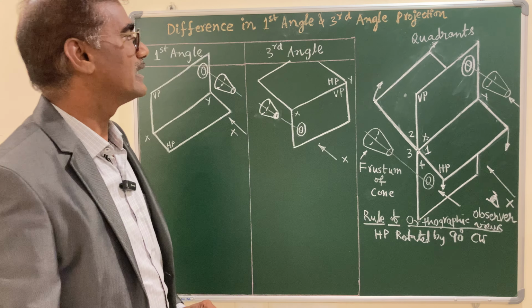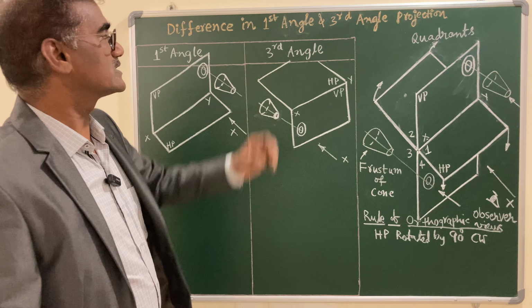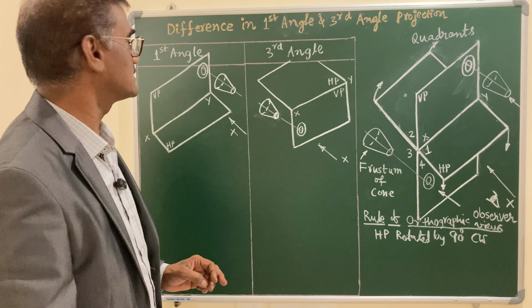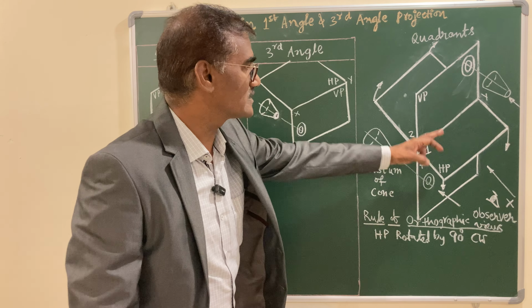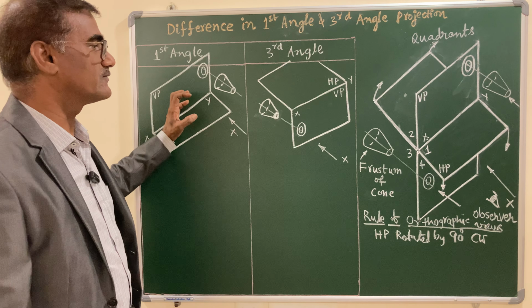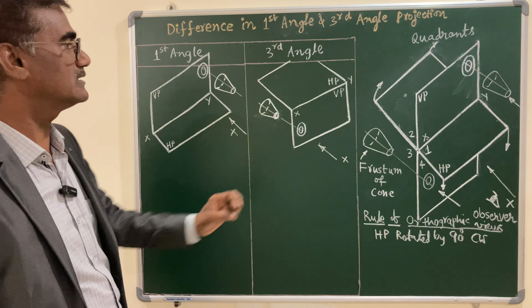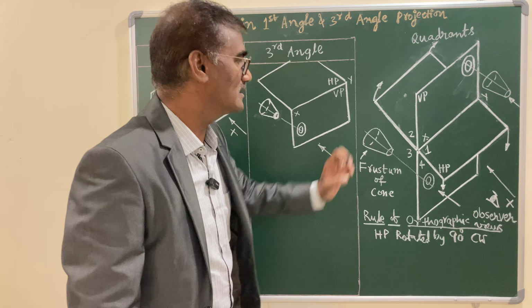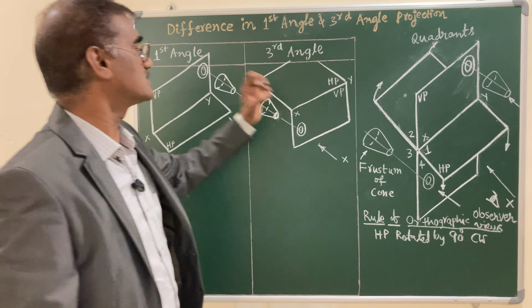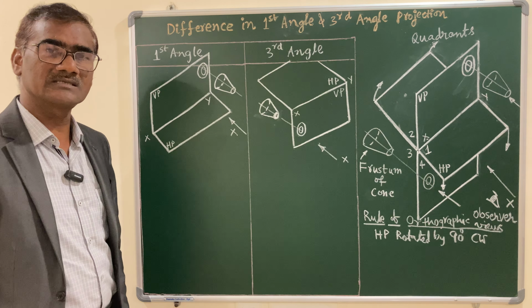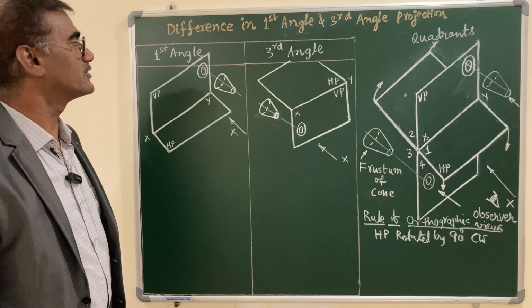Let us see. In order to understand the first angle projection and third angle projection, I have considered the first quadrant. If the object is located in the first quadrant, that is first angle projection, and if the object is located in the third quadrant, that is third angle projection. Now let us understand very clearly the differences between these two.